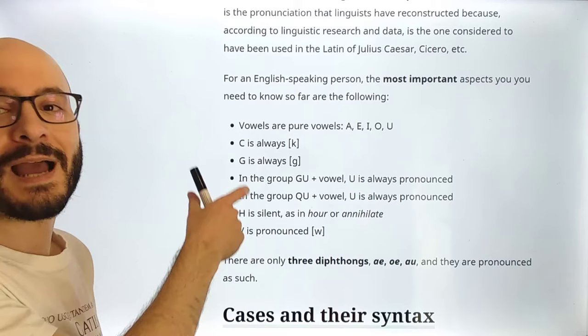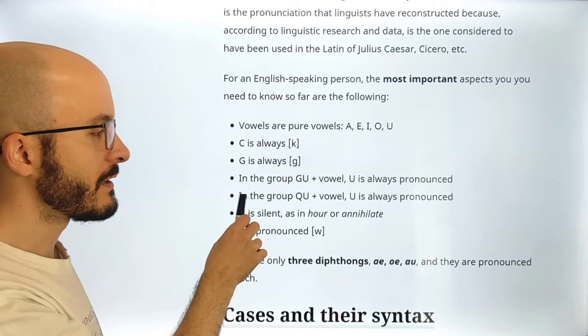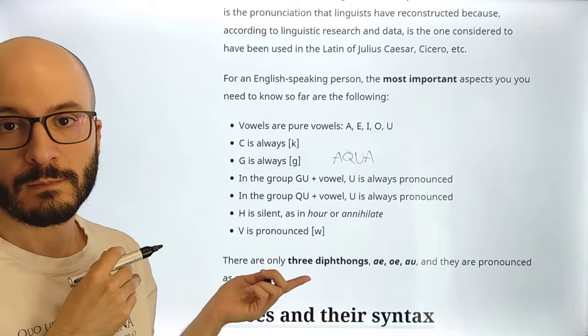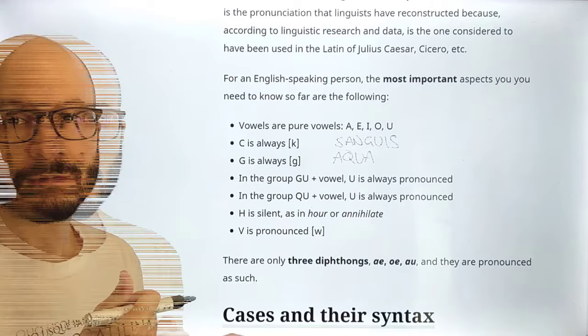Later, in the group GU plus vowel, U is always pronounced. Maybe more important, in the group QU plus vowel, U is always pronounced. So for example, aqua is aqua. I don't know, for example, some example about this. So sanguis would be sanguis.